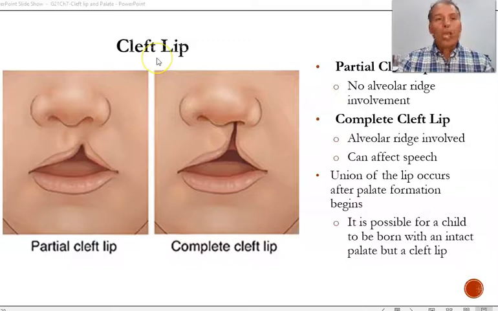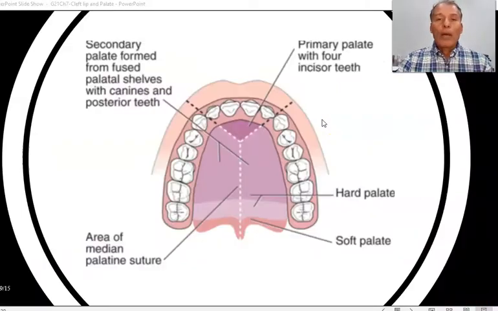First, let's talk about the lip. When there's a cleft lip, it can be on one side, it can be on two sides. It can be partial or complete. A complete cleft lip is going to involve this area here, the alveolar ridge, that will be affected. This side would not be fused here, and as a result, the lip itself doesn't get fused. We call this complete cleft lip.